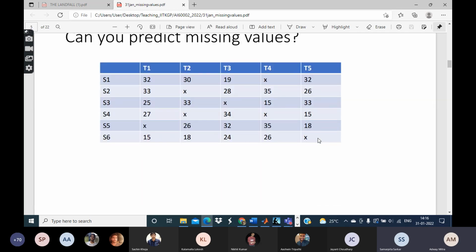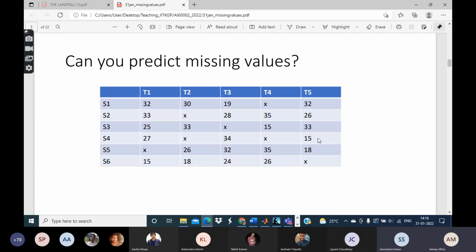Okay. Let's forget that. Now let us look at this matrix. Suppose there are some values missing, and the task that has been given to you is to predict these missing values. Suppose you forget that this is spatiotemporal data. Suppose there is just a matrix like this containing some arbitrary numbers and some values are missing from that matrix, and you are asked to predict the missing values.